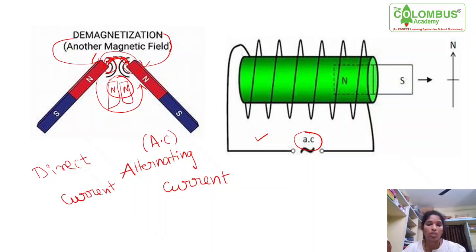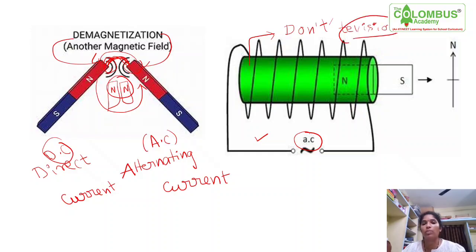If these magnets are exposed to the alternating current, then they lose their magnetism. So don't keep magnets near the phone, televisions, radios, or any electric device. Please don't put your magnets near the television, or they will lose the magnetic property.